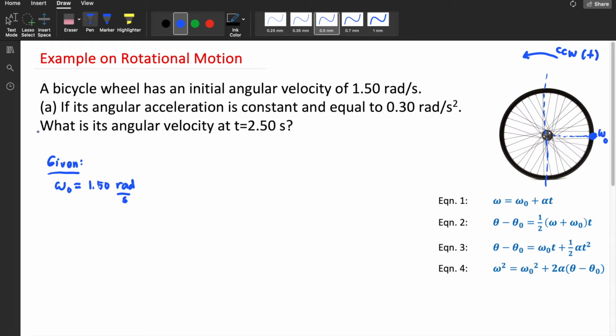So if its angular acceleration is constant and equal to 0.30 radians per second squared, what is its angular velocity at 2.50 seconds? So here, angular acceleration is given by 0.30 radians per second squared. The only other thing given is the time, which is simply equal to 2.50 seconds. So it's asking for the speed after 2.5 seconds.